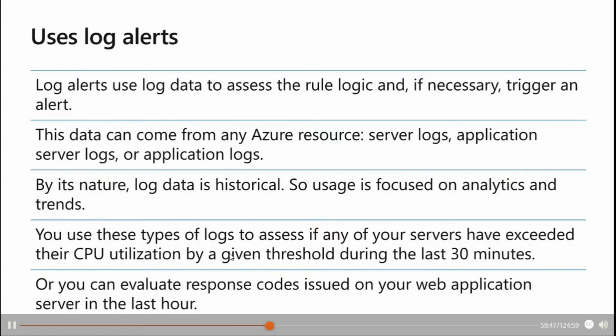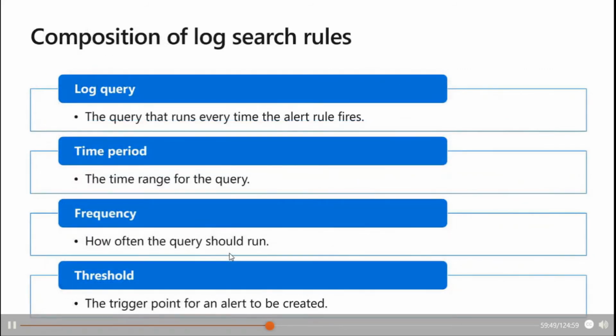I basically have a composition of log search rules that I can use. I can use a log query, like you already saw using Kusto. I have to define the time period, which is the time range for the query. What is the frequency, how often the query should run? Like, every minute you should evaluate this, like we saw on the alert that we created. I can also set a threshold, which is a trigger point for the alert to be created. Like, if you reach 70%, bam, it is going to be created.